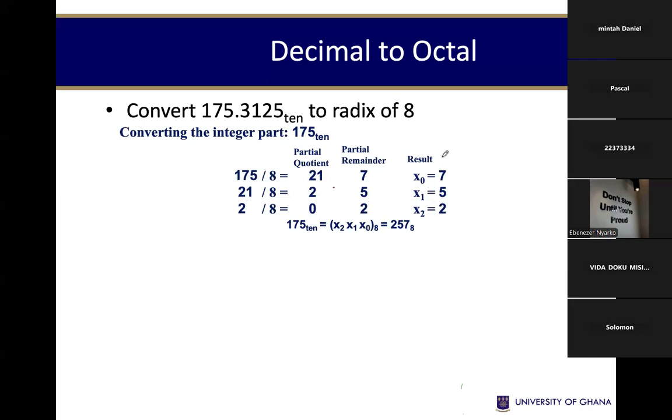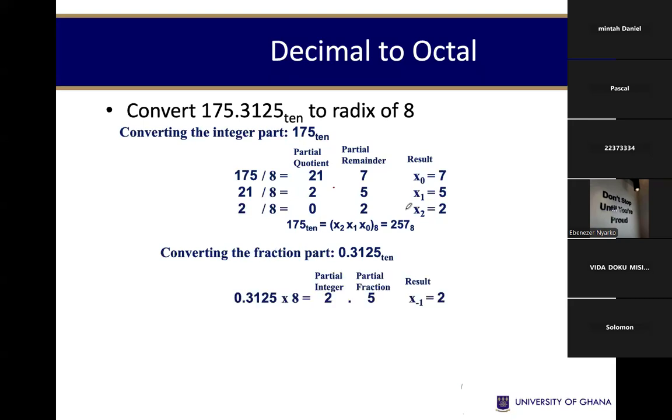Then now we have the 0.3125, whereby you multiply it respectively by 8, like we did for the other one. So you're going to have 2.5. Then you can go ahead to have 4.0. Then the work is done, because even if you pick the 0 and multiply by 8, you're going to get the same 0.0. So that's one. You now start from the top to the bottom. That's going to give you 0.24. So when you put the two together, you're going to have 257.24. So that is what you have to know.